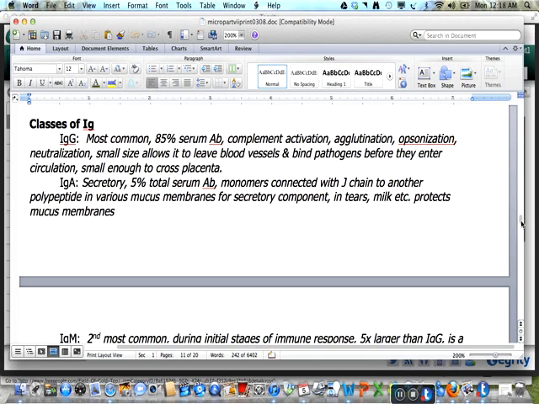IgA is the secretory antibody, comprising about 5% of the total serum antibody. They exist as monomers connected with a J chain, or joining chain, to another polypeptide in various mucous membranes for a secretory component. It is present in tears, milk, saliva, sweat, and other secretions to protect the mucous membranes.